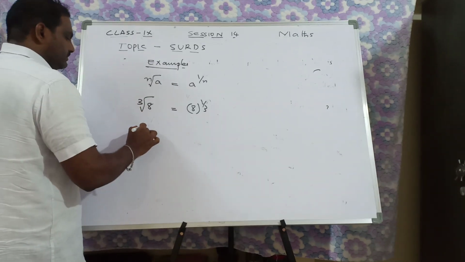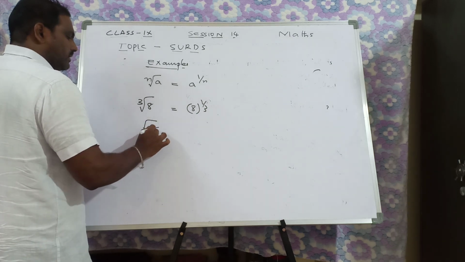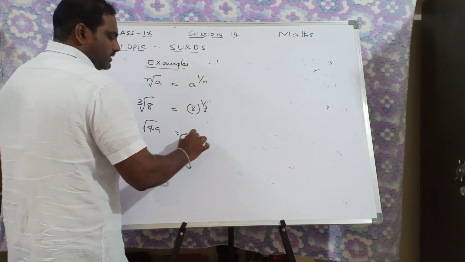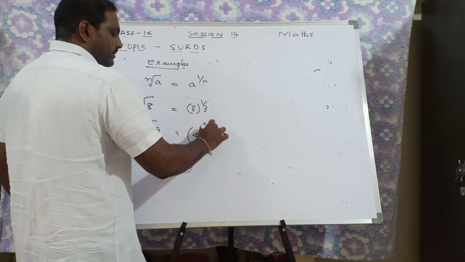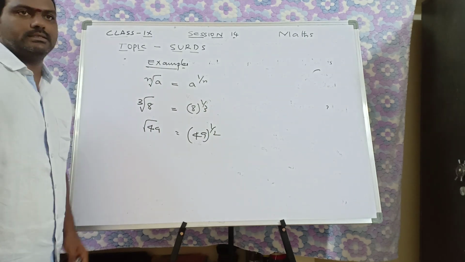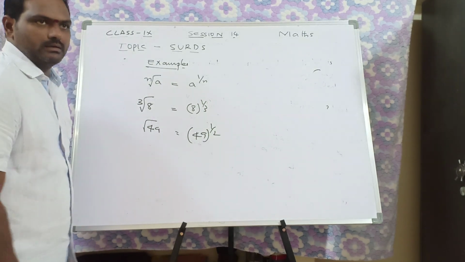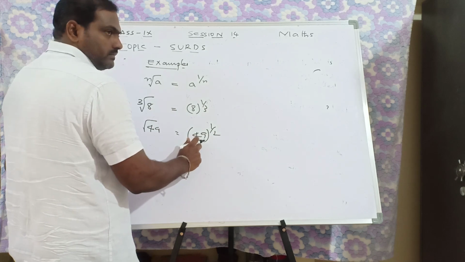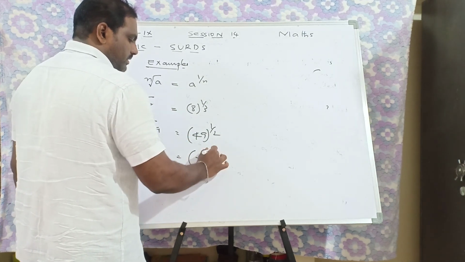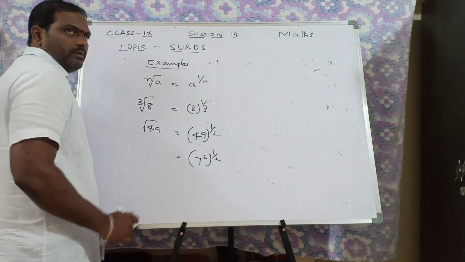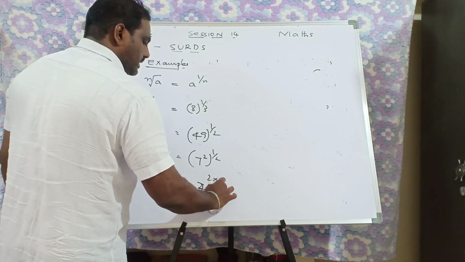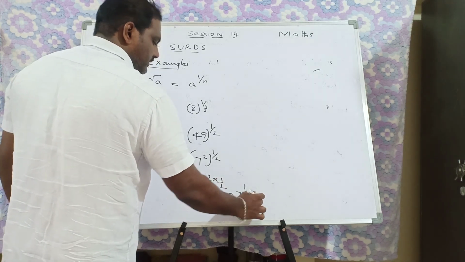Next, one more example. Is root 49 a surd or not? If only root is given, yes, we have to write it as 49 power 1 by 2. Here also all the students say that yes, it is a surd, but that is wrong. Why? Because 49 can be written as 7 square whole power 1 by 2. A power m whole power n is a power m into n, that is 7 power 2 into 1 by 2. So we will get 7 power 1 only, which is not a surd.